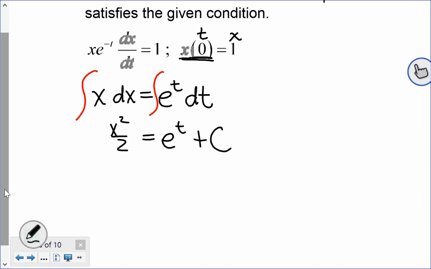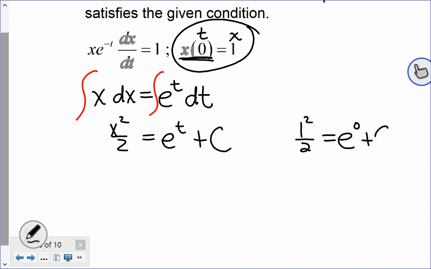So I have x squared over 2. So instead of x, I'm going to put 1. So that's 1 squared over 2 equals e to the t, but t is 0. Remember, looking up here. And then plus c. And so this is going to give me 1/2 equals, remember, e to the 0, anything to the 0 is 1, except 0 to the 0. And then we still have plus c. So therefore c is negative 1/2.